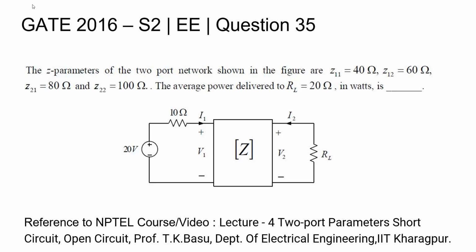Question 35, Electrical and Electronics Engineering, GATE 2016 Set 2. The Z parameters of the two-port network shown in the figure are Z11 equal to 40 ohm, Z12 equal to 60 ohm, Z21 is 80 ohm and Z22 is 100 ohm. The average power delivered to a load resistor of 20 ohm in watts is dash.